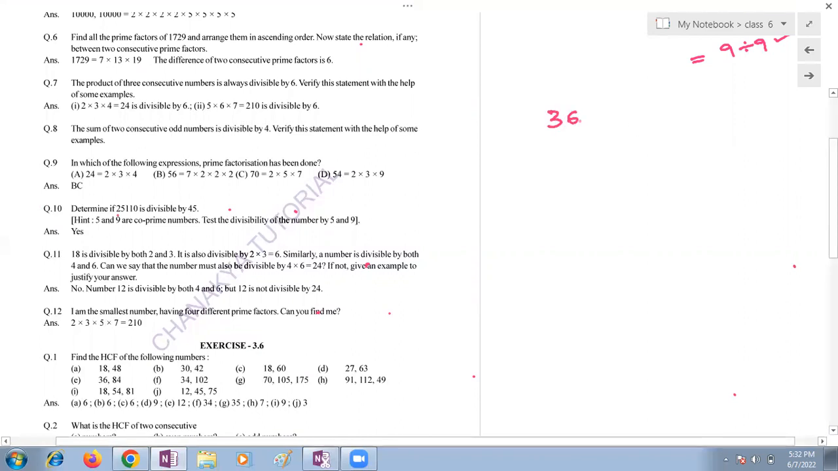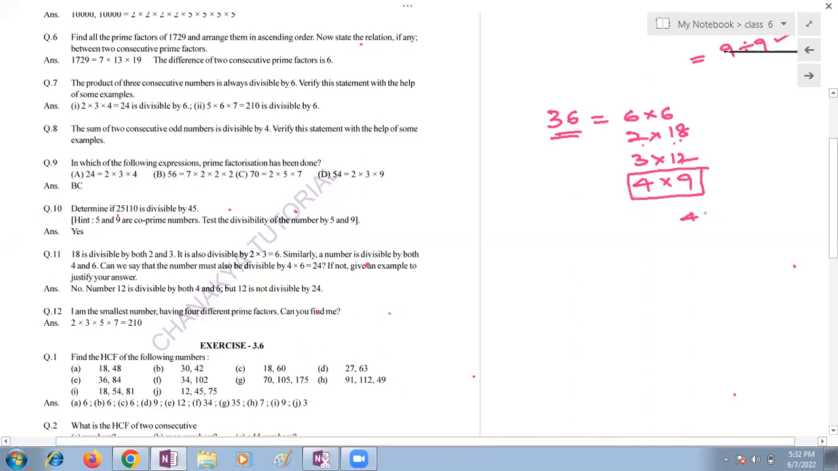See, 36, you know the factors anyway. 36 can be expressed as 6 into 6 one way, and any other way: 2 into 18, 3 into 12, and 4 into 9. In this, which pair can we opt to check the divisibility rule? 3 and 12 has 3 common. 2 and 18 also. 4 and 9, very good. This pair we can take.